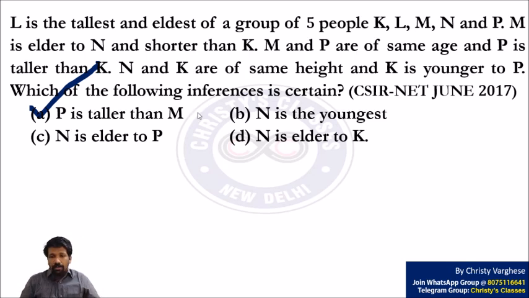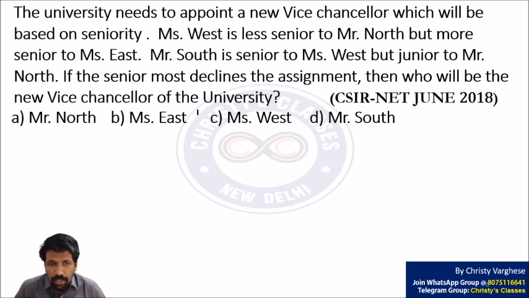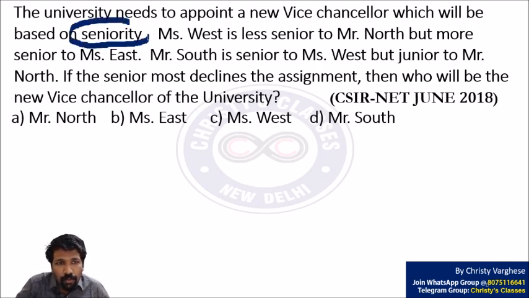Then let's go to the next question. This question came in June 2018. The university needs to appoint a new vice chancellor, which will be based on seniority. So here the sequential ordering you have to do is based on seniority. Miss West is less senior to North. These are just random names: West, North, South, East. They have nothing to do with the direction at all.